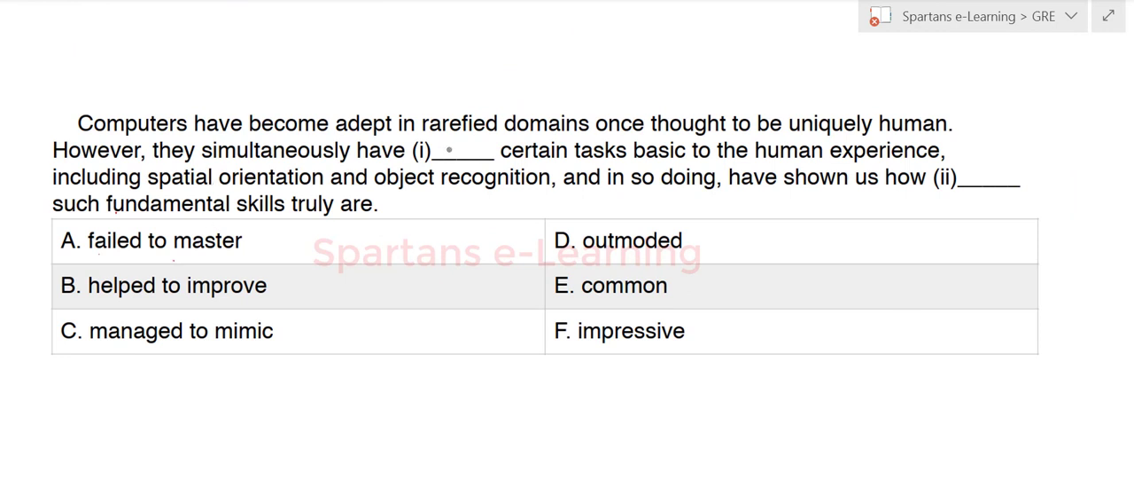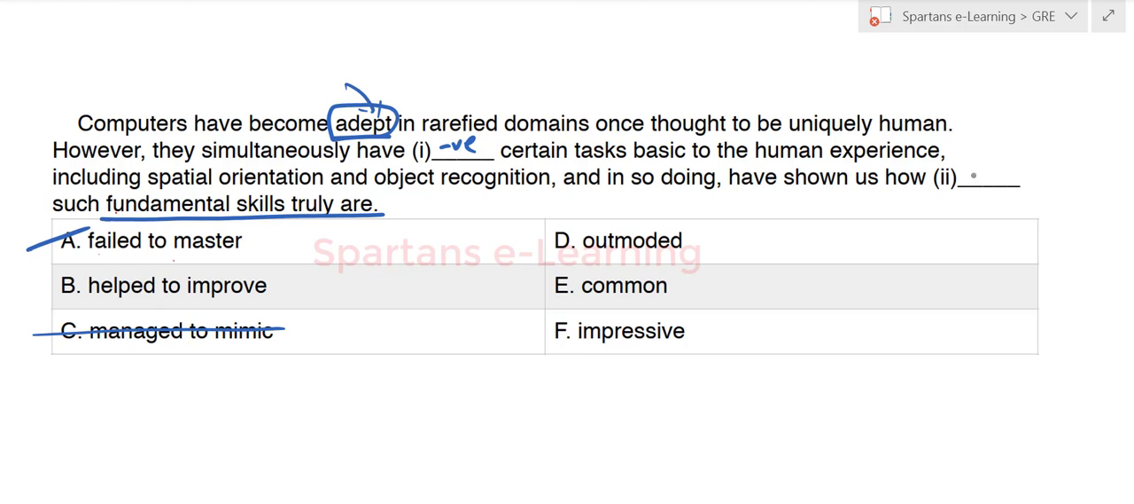Now see here, as I told you, here there must be a negative word, opposite to skillful. Here if you see, managed to mimic, wrong, okay, out of context. Here it must be failed to master. Here they are actually very skillful in working on certain domains, but in the next sentence you should get something where they fail to master. So they fail to master certain tasks basic to human experience, including these tasks. And in doing so have shown us how wonderful these fundamental skills truly are.